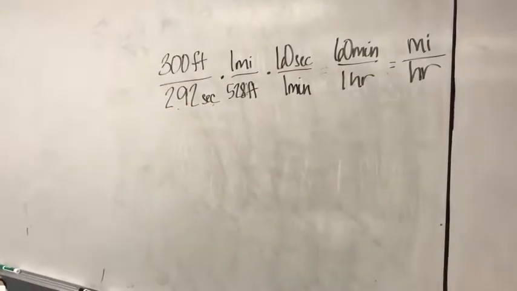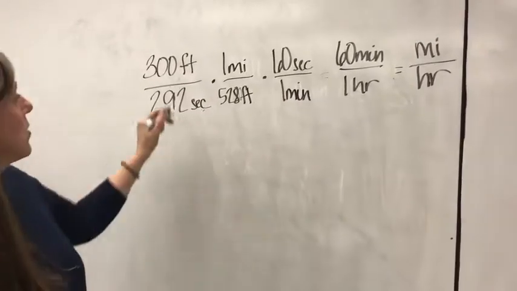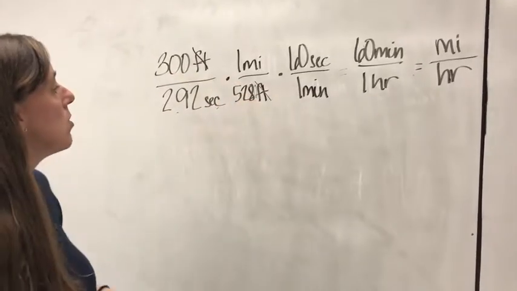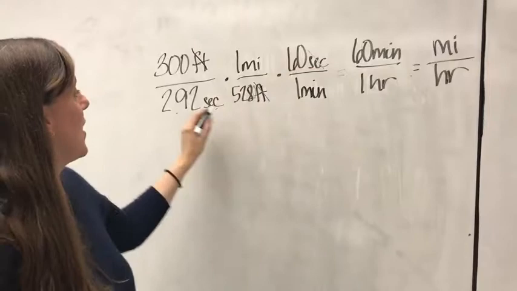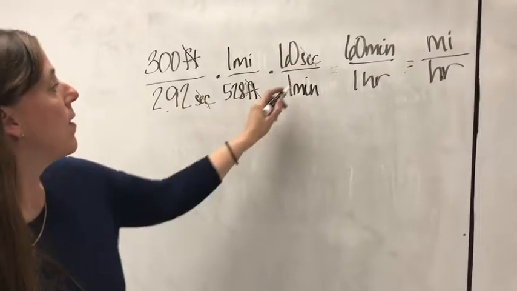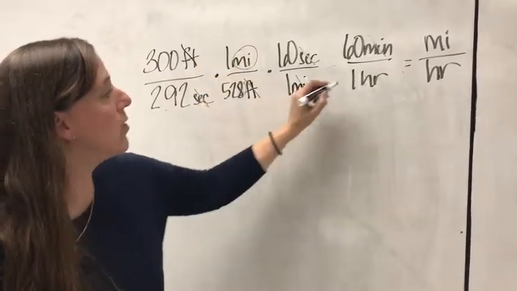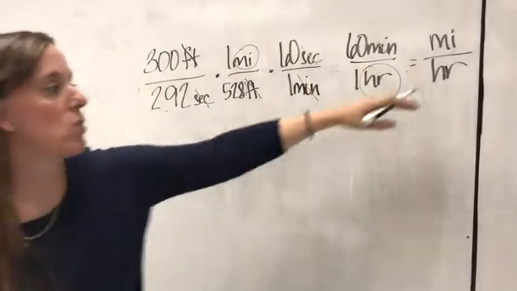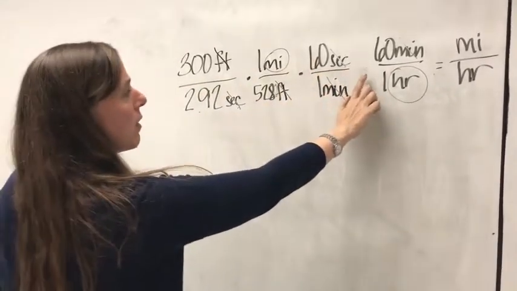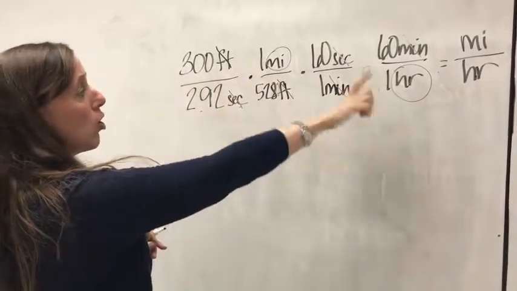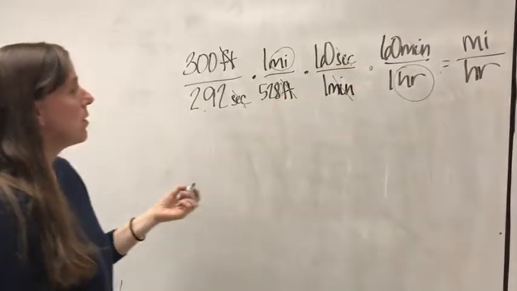And so now we're gonna go through and we're gonna cancel all the ones that cancel. So feet cancel, seconds cancel, minutes cancel, and that's gonna leave us with miles per hour, which is what we're looking for, okay? So then remember, you're just multiplying across. This is not an equal sign, that's a multiplication.